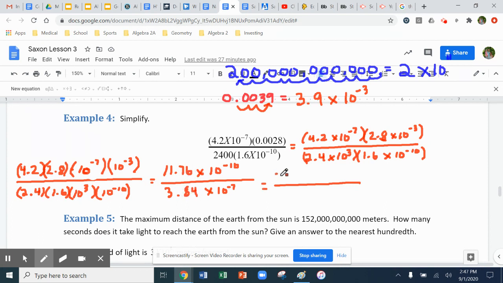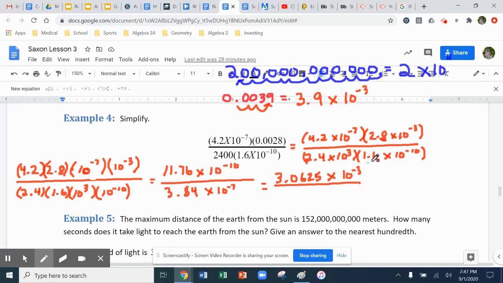and I'm going to get 3.0625. And then dividing my two powers of 10, since they're the same base, I can subtract their exponents. So this is going to be negative 10 minus a negative 7. When I take a negative 10 minus a negative 7, that's like adding. So that's going to be negative 10 plus 7, which is 10 to the negative third.